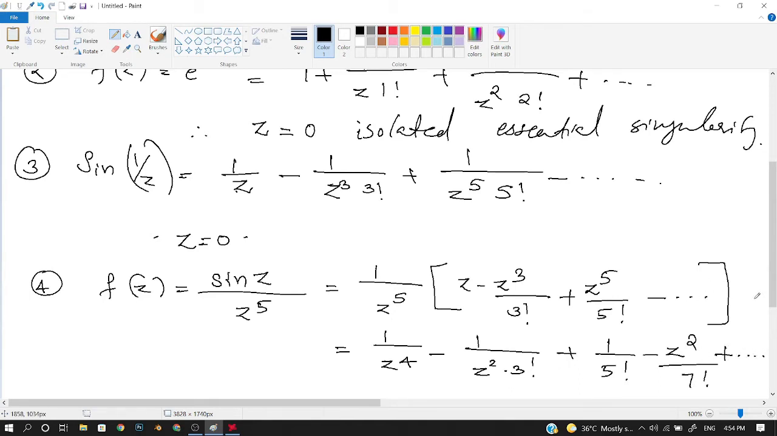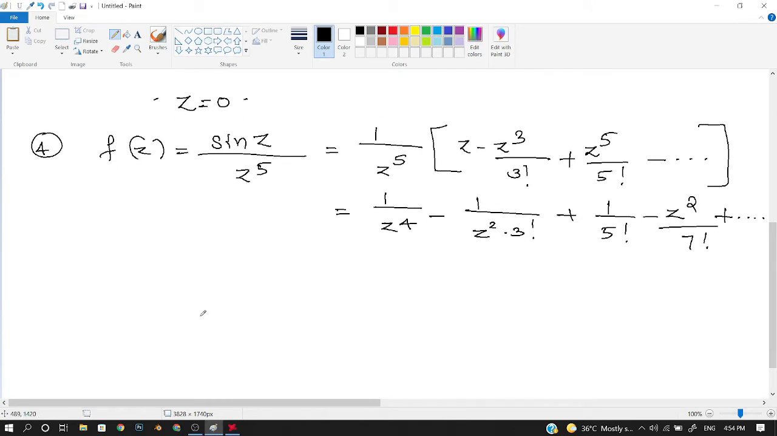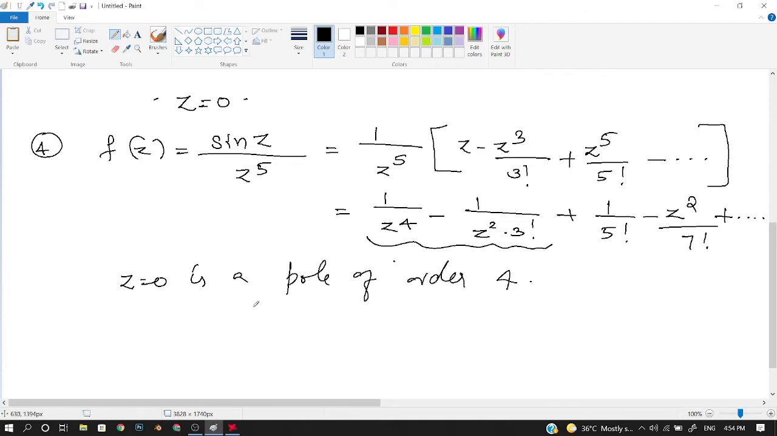So here you can see that z equal to 0 is a pole of order 4, because the highest power of 1 by z is 4. Highest power of 1 by z is 4. So we have z equal to 0 is a pole of order 4.